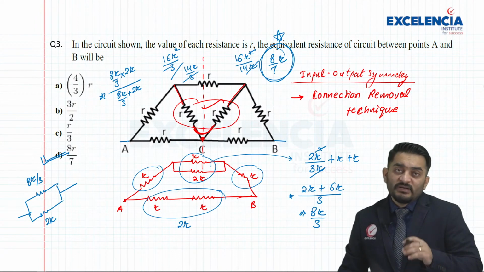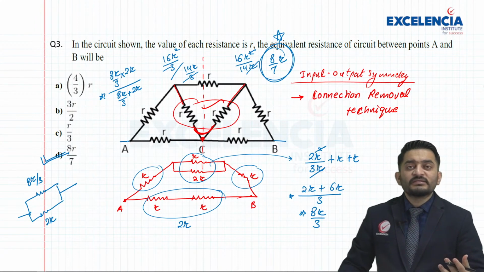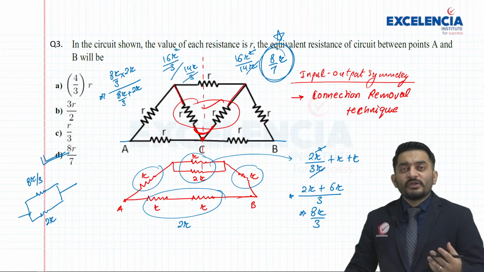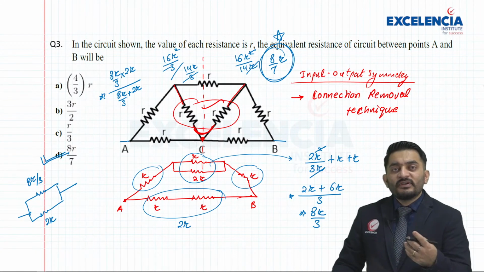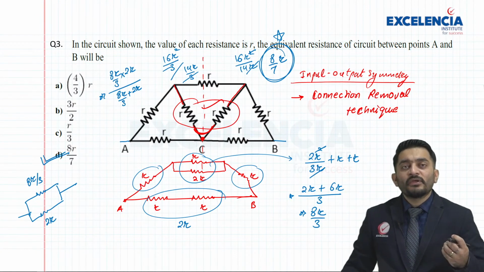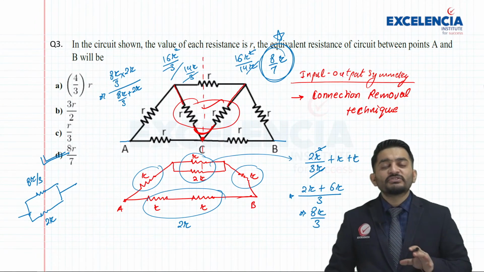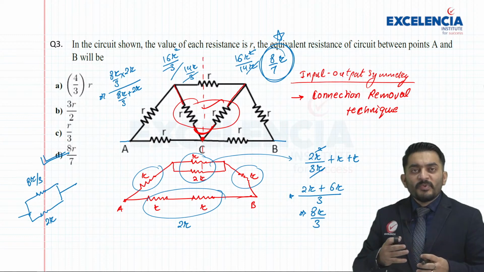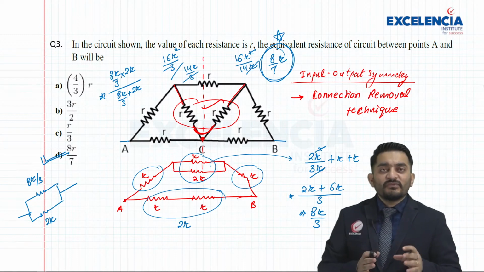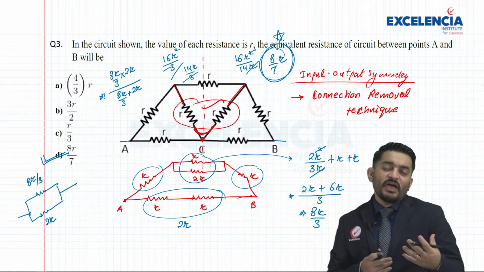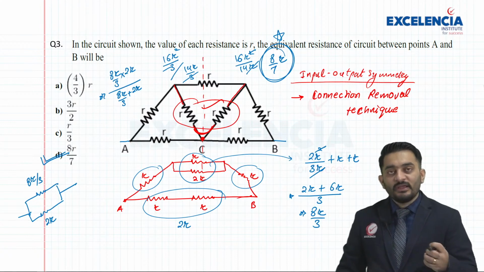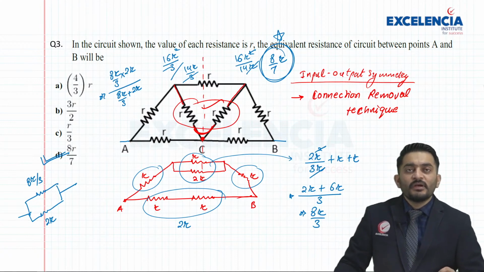Input output symmetry, you can have any other circuit diagram also, but you should be able to relate that it is an input output symmetry. What you can do is use my connection removal technique over there, and then you can solve your R equivalent. So you have to remember the name of the technique which I am writing, which is very important. If you have a similar kind of question, you can definitely approach it with that particular approach.